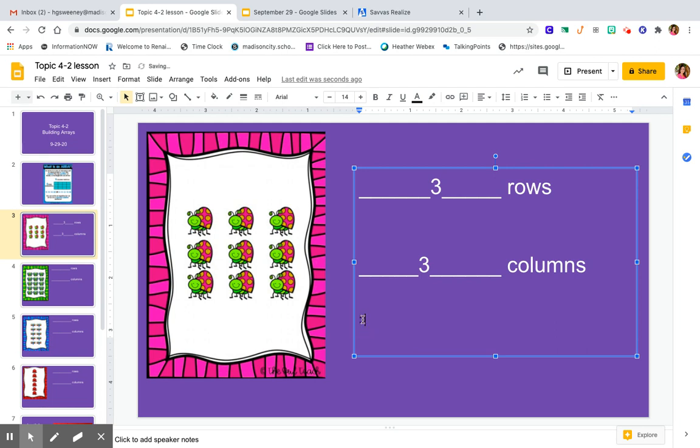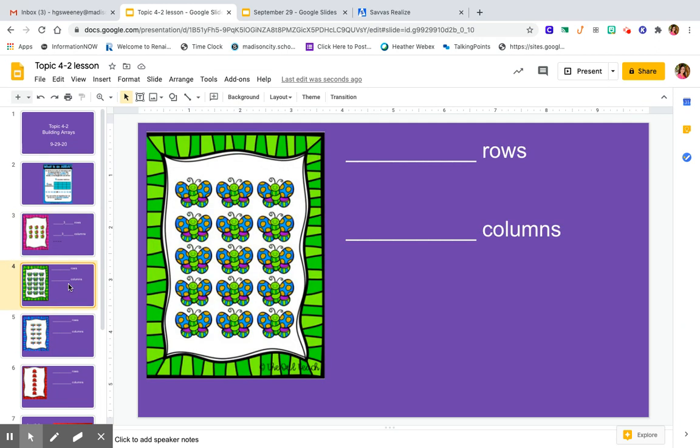So I'm going to go ahead and begin. 3 plus 3 plus 3. Okay, first row of 3 plus the second row of 3 plus the final row of 3 equals a total of 9. That's the repeated addition that matches this picture. Now, I want you to try this one on your own. I want you to tell me how many rows and how many columns, and then I want you to write the repeated addition sentence. You can pause the video and then press play when you're ready to check.